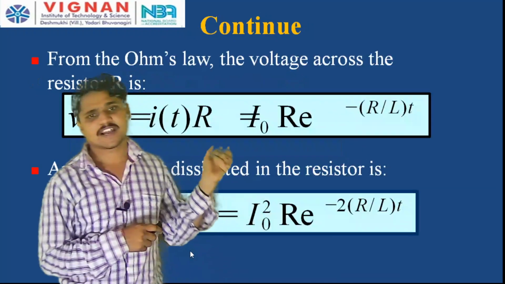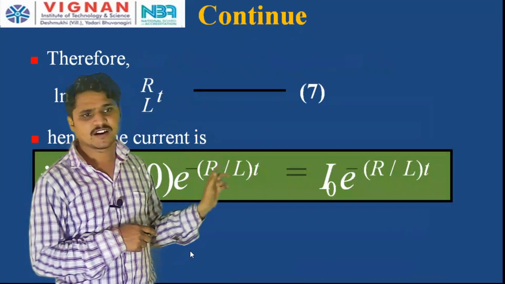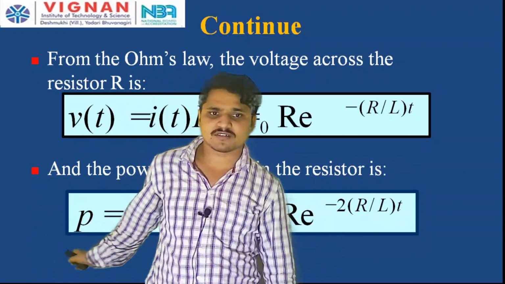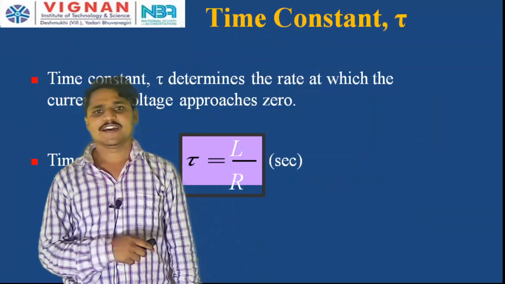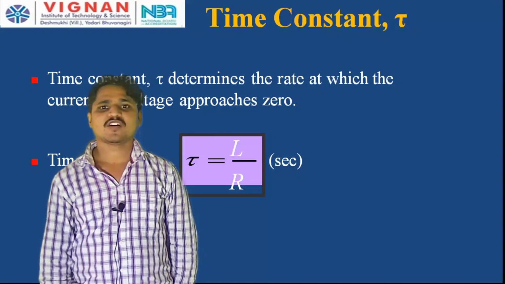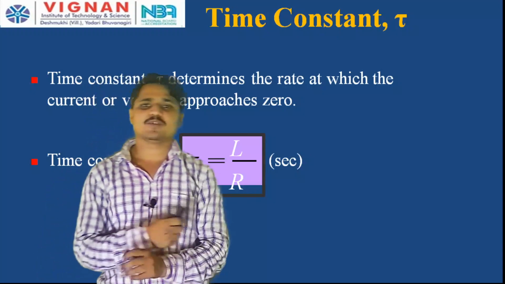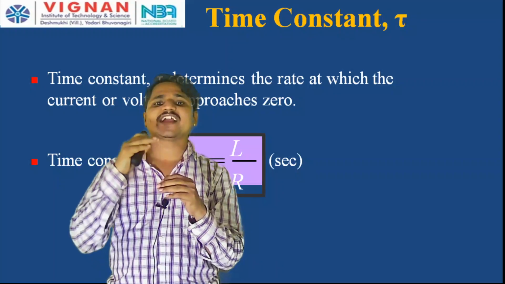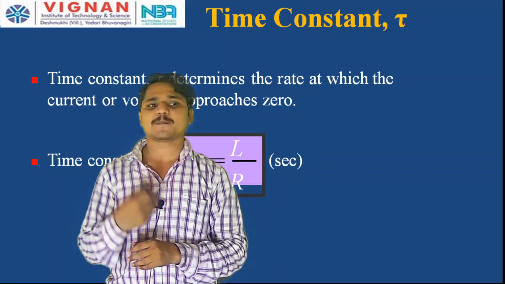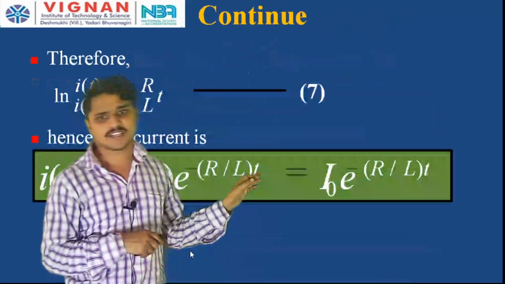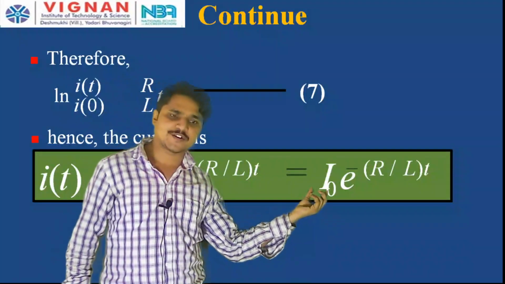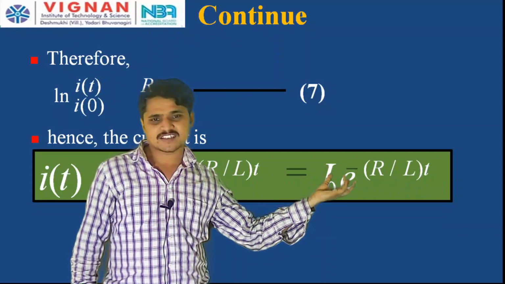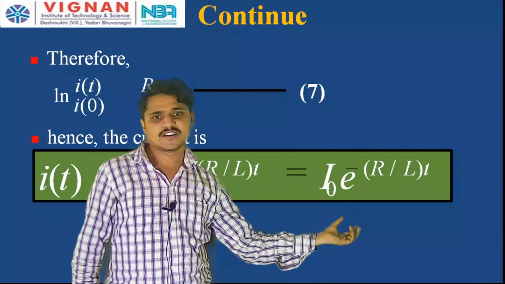Now, this current equation I of t, voltage equation V of t, and the power equation can all be expressed in a time constant form. So, what is this time constant? Time constant tau determines the rate at which the current or voltage approaches 0. We obtained the current as I naught into e to the power of minus R by L into t. From this expression, I can say that current is decreasing exponentially.